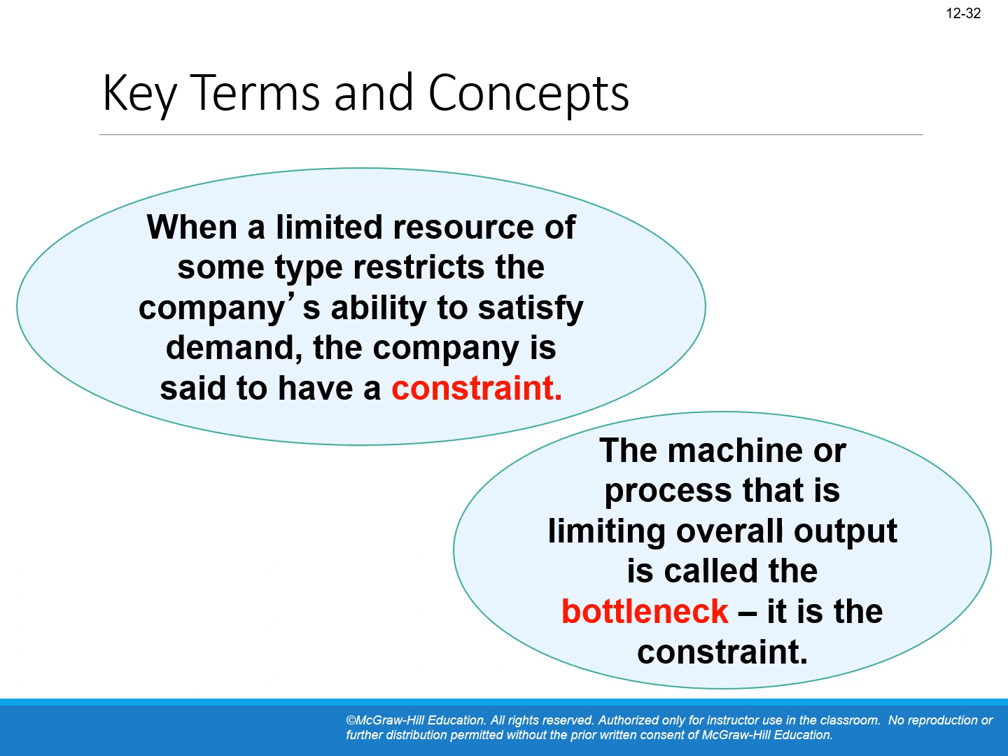So, a company is said to have a constraint when a limited resource of some type restricts the company's ability to satisfy the demand. When we say the demand, we're talking about the production. The machine or process that is limiting overall output is also called a bottleneck. Constraint or bottleneck, it's the same. I'll stick to the constraint.